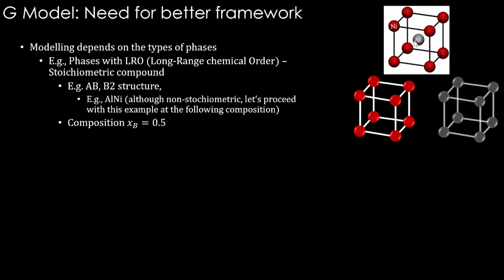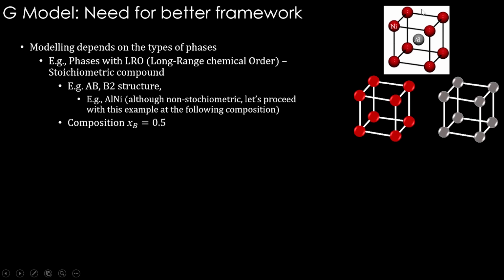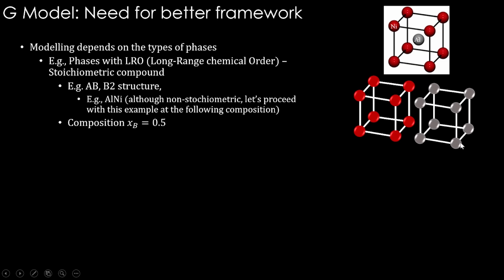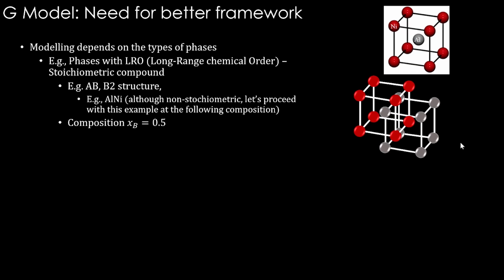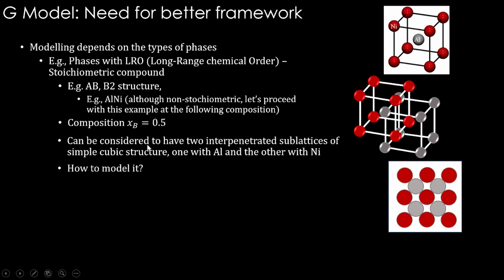You can see here NiAl. We have seen this picture. Two different sublattices like this. You can imagine this to be two separate nickel and aluminum sublattices interpenetrating into each other, creating this kind of an ordered structure in two dimensions. Nickel, aluminum, and so on. You remember this. Now this is what we are talking about as long range chemical order. This can be considered to have two interpenetrated sublattices of simple cubic structure, one with aluminum and the other with nickel. And how to model it?